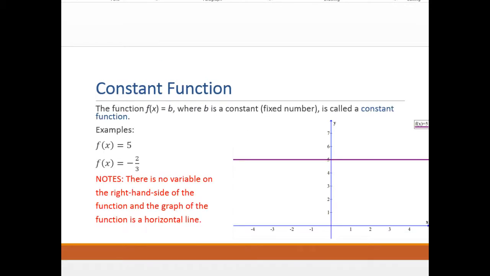The first one we're talking about is what's called a constant function. A constant function is defined to be f of x is equal to b, where b is some constant or fixed number. Examples of this could be f of x equals 5 or f of x equals negative 2/3.